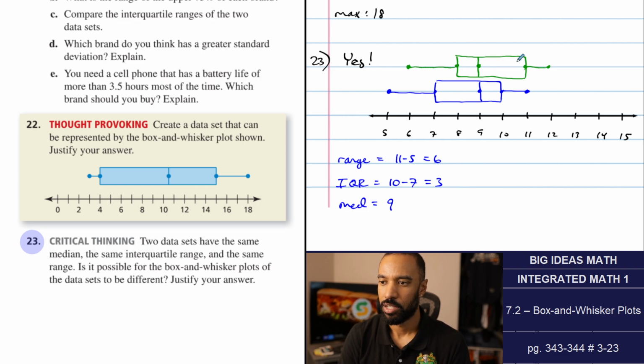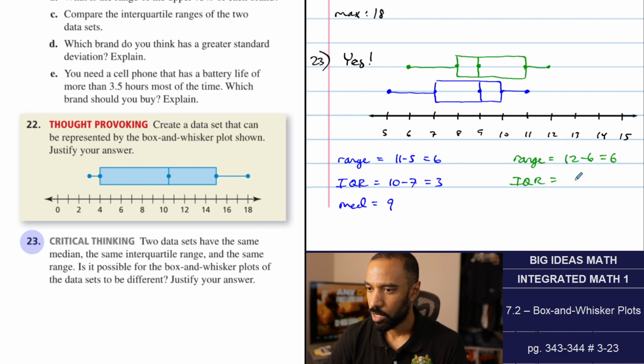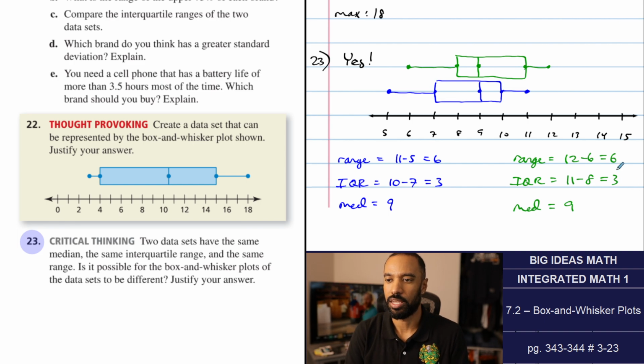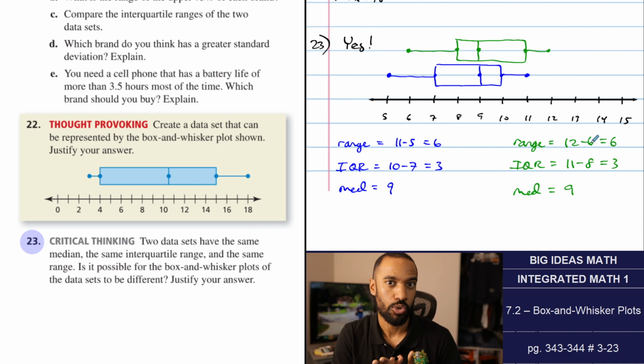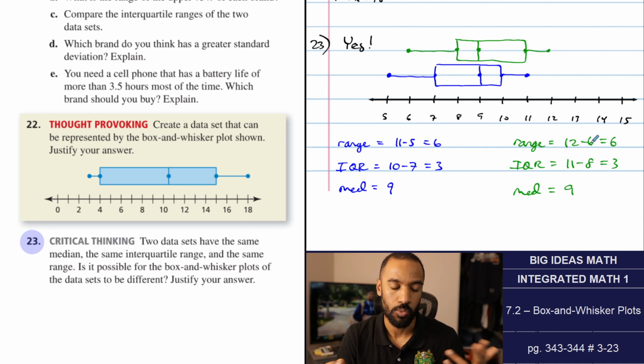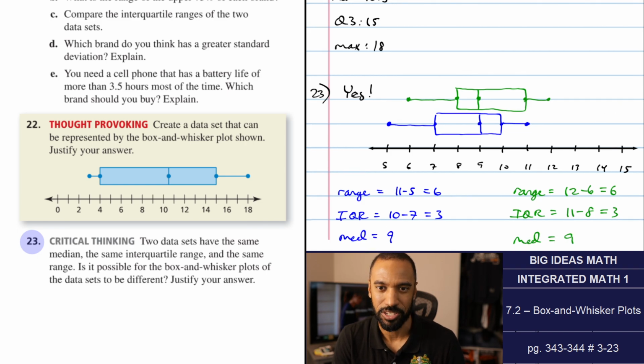It's a different thing, though. So this one has a range, once again, of 12 minus 6, which is 6. It has an IQR of 11 minus 8, which is 3. And the median is still 9 within the IQR. Now, they never asked questions about, can the median and the Q1 be the same? Yes. Can the Q1 and min be the same? Yes. Things like that. And again, I'm representing these as min and max, not least and greatest values. My bad. That's just my thing.